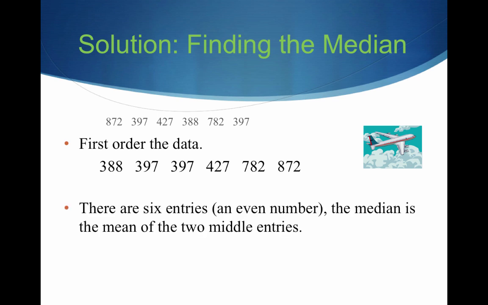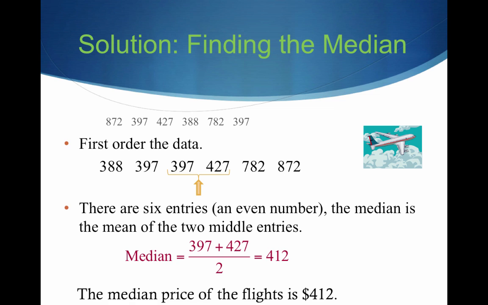All right, what are we going to do now? Now there's 6 entries, an even number. So the median is the mean of the middle 2 entries. So we take 397, add it to 427, and divide by 2, and get 412. So once we lose that one flight option, our median changes to $412.